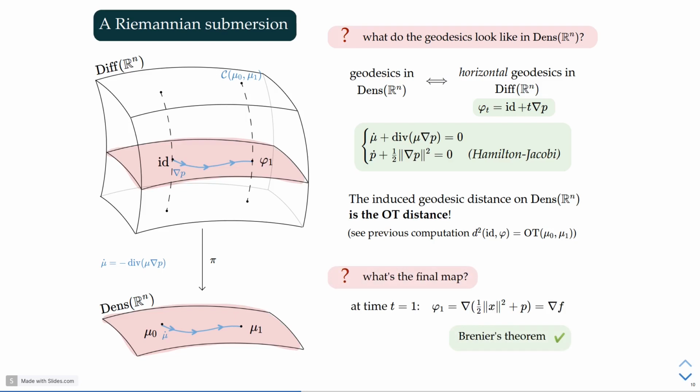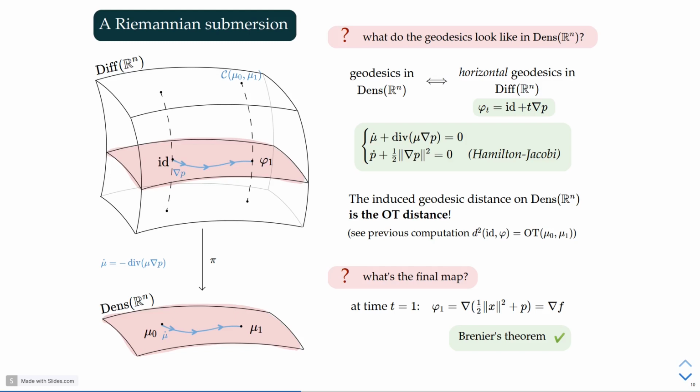And so what we said before is that optimal transport is just finding the shortest geodesic from the identity onto the fiber in blue, the fiber of feasible maps. And so the question we have is, what's the endpoint of the geodesic? What's the map phi1, which is going to be the optimal map for the optimal transport problem?